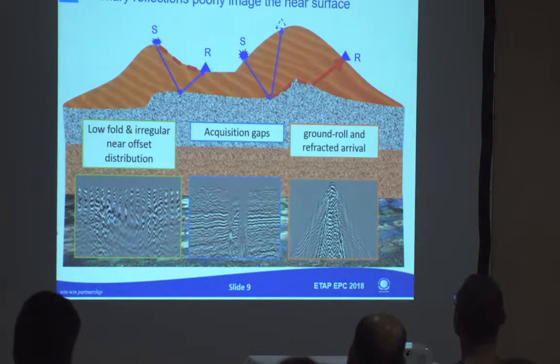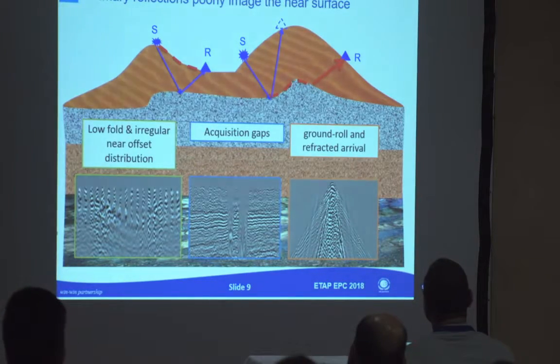And the third problem is that our arrivals coincide in time with other very strong arrivals, like ground roll, as you can see on the left, and refracted arrivals on the right. So it's very difficult for us to capture this primary reflection at the base of the sand dunes.